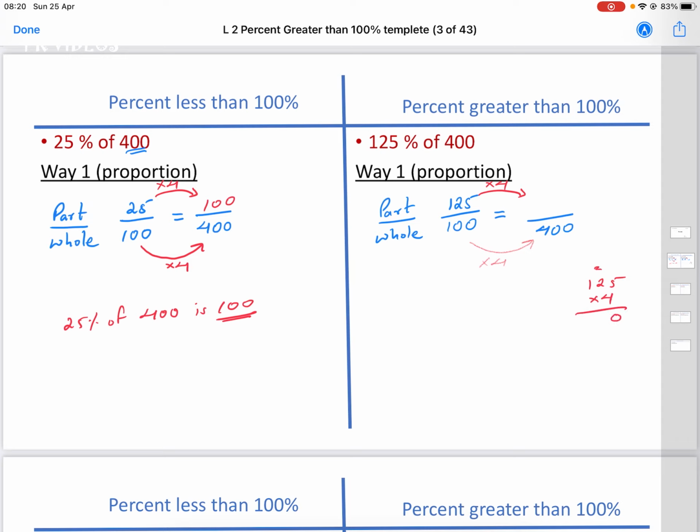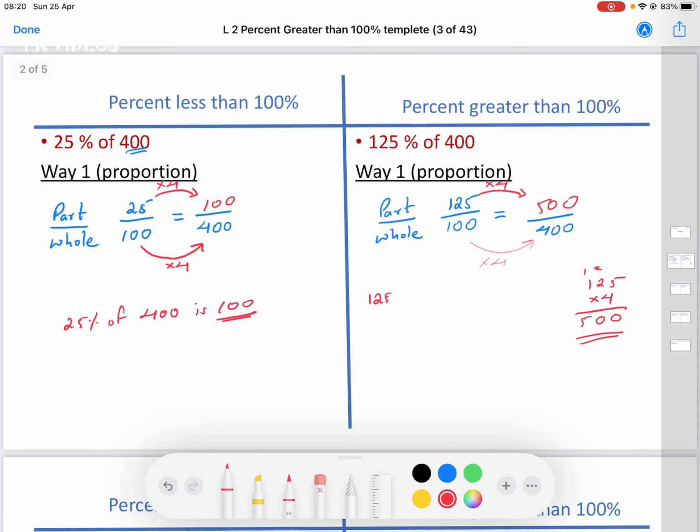4 times 5 is 20, 0 to carry. 4 times 2 is 8, plus 2 is 10, 0, 1 carry. 4 times 1 is 4, plus 1 is 5, and 500. Therefore, 125% of 400 is 500.